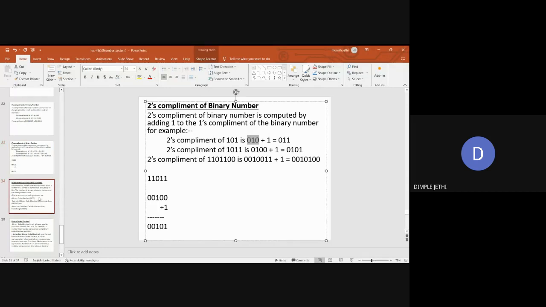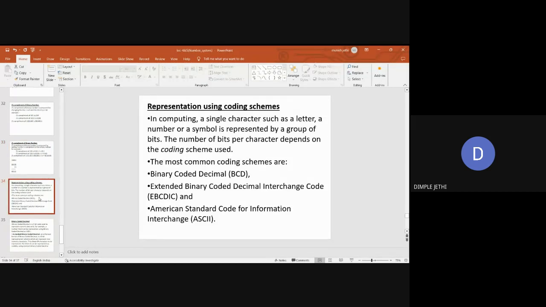Okay. This was another topic. Now, next topic is coding scheme. What is coding scheme? As I said, whichever letter you type, whichever number or symbol you type on the keyboard, internally it is saved in some 0 1 combination. Now, how are those 0 1 combinations made? There are different coding schemes for that, so now I'm telling you those coding schemes.